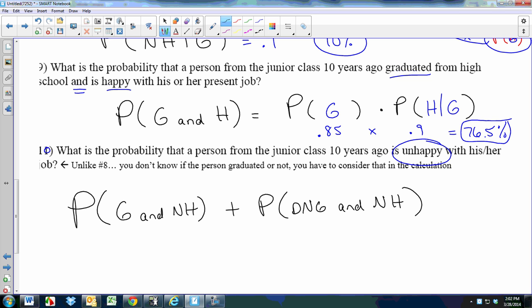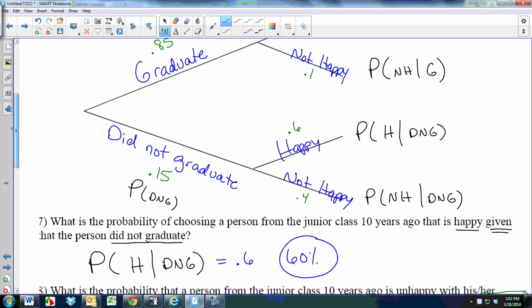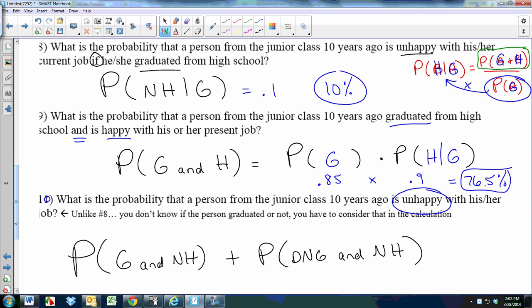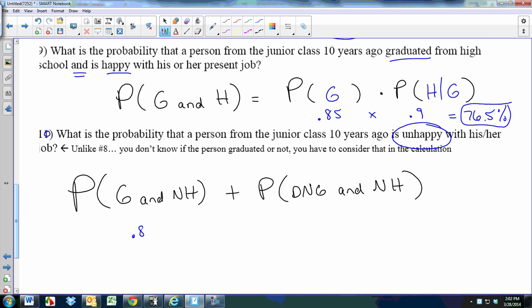So who is a graduate and not happy? Go back to the tree. Graduate, 85%, and not happy, 0.1. You're going to take that 0.85 and that 0.1 and multiply it: 0.85 times 0.1. And then you're going to add that to did not graduate, that was the 0.15, times not happy, 0.4. You're going to do it all in the calculator and hit plus, and it's going to give you 0.145 or 14.5%.